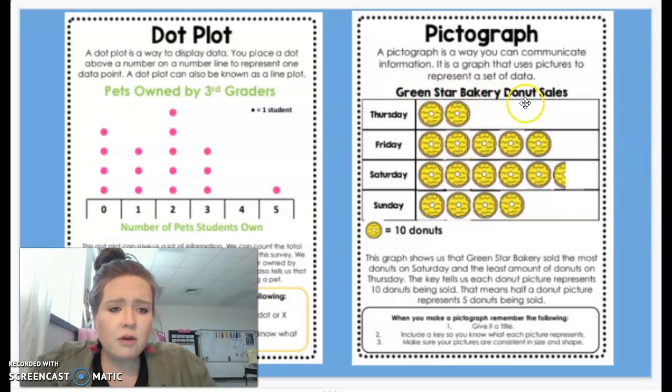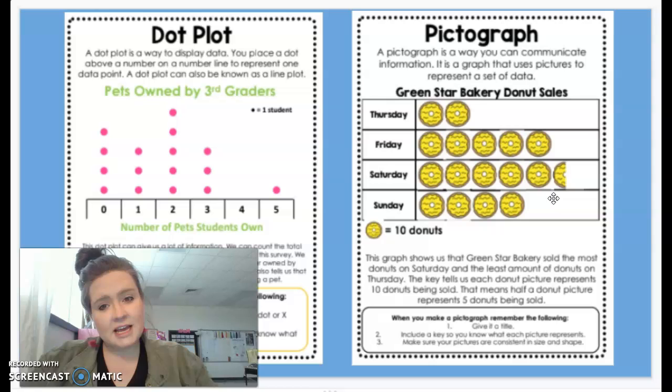The Green Star Bakery donut sales. On Thursday, they did not sell 2 donuts, they sold 20 donuts. On Friday, they sold 10, 20, 30, 40, 50 donuts. Saturday, 10, 20, 30, 40, 50. What would half of a donut represent?